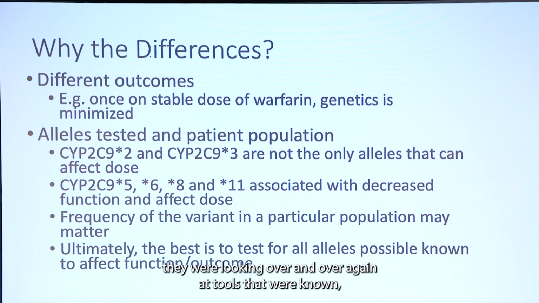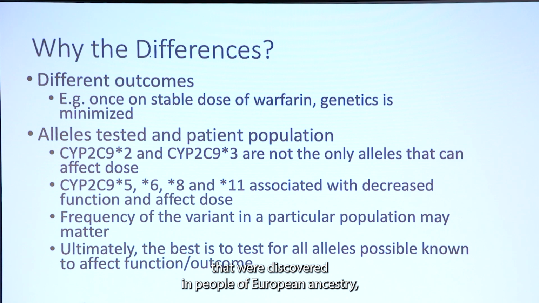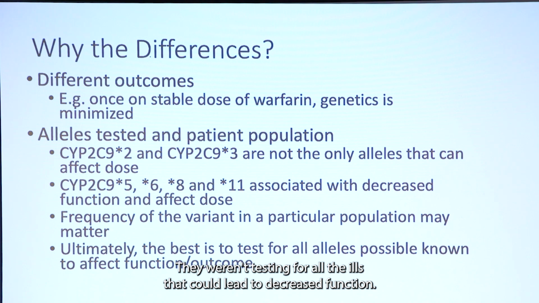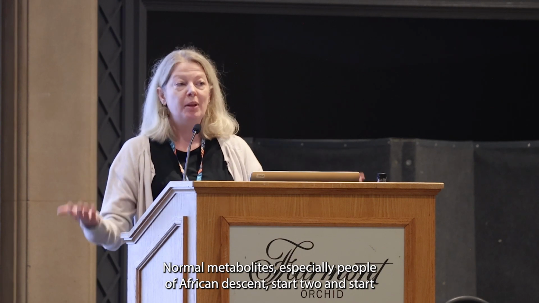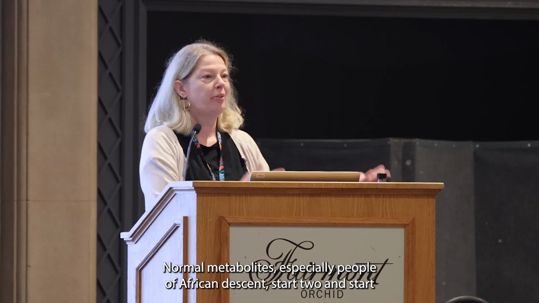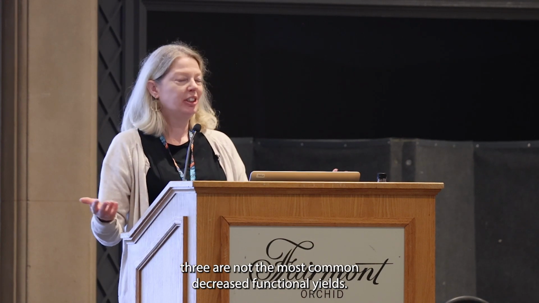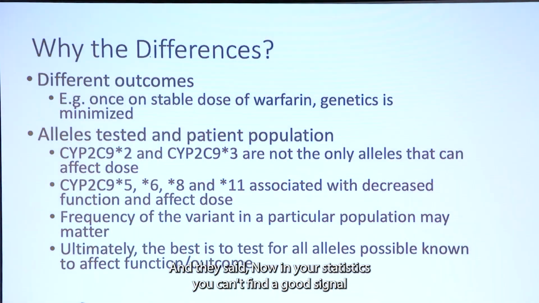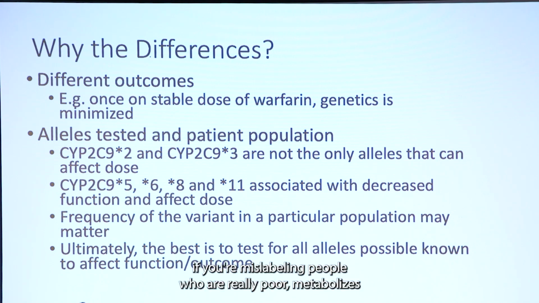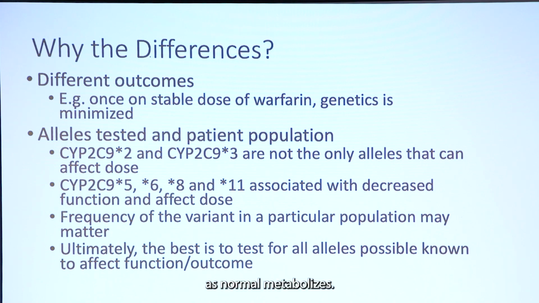But the other reason is they were looking over and over again at two alleles that were discovered in people of European ancestry, but they were trying to broaden out their studies. They weren't testing for all the alleles that could lead to decreased function. So they were mislabeling people as normal metabolizers, especially people of African descent. Star 2 and star 3 are not the most common decreased function alleles. There are other alleles, star 8, etc., and they weren't testing for them. So they were saying, oh, you're star 1. And that impacts your statistics. You can't find a good signal if you're mislabeling people who are really poor metabolizers as normal metabolizers.